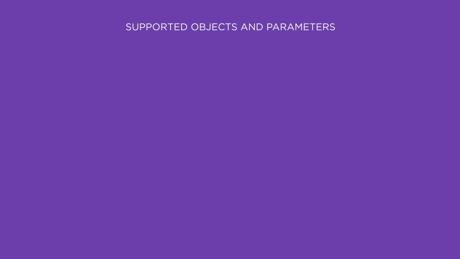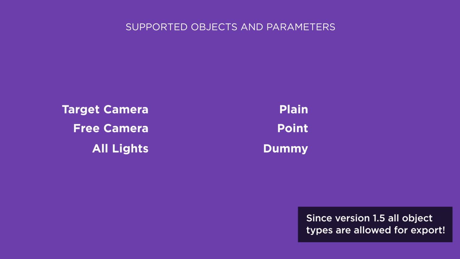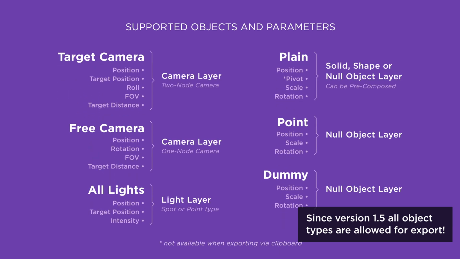The following object types are supported by the script: target camera, free camera, all light sources, plane, point, and dummy. And the following parameters are allowed for export.